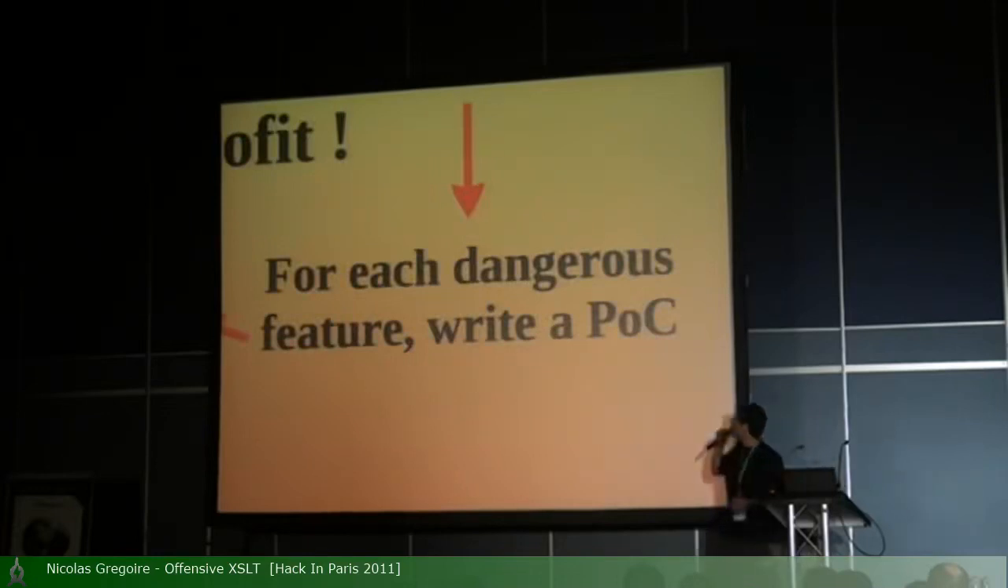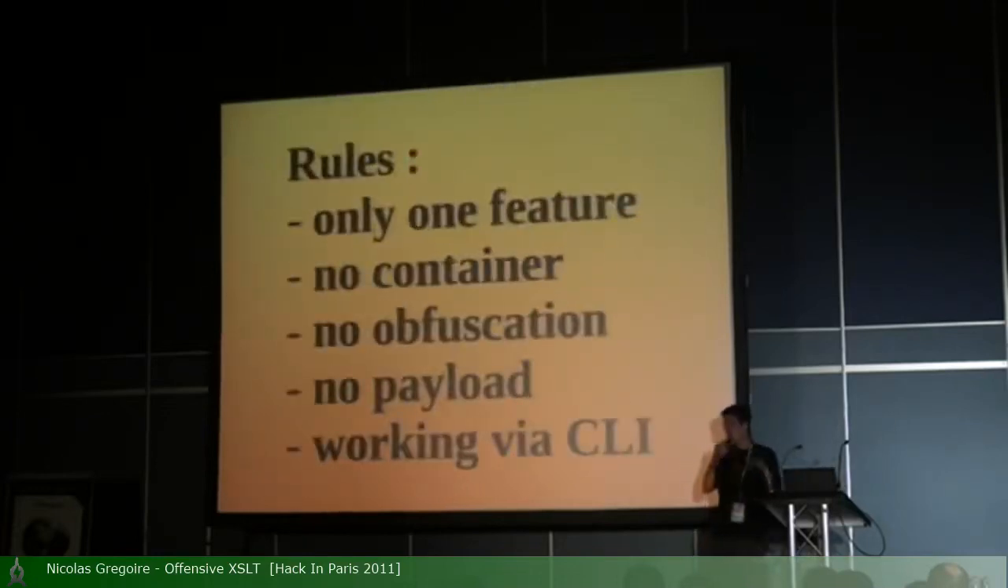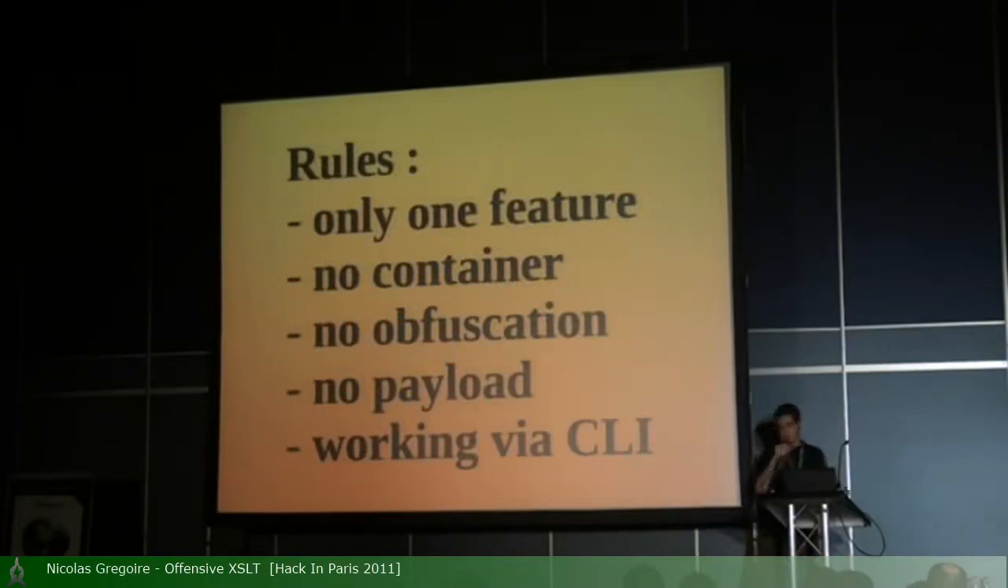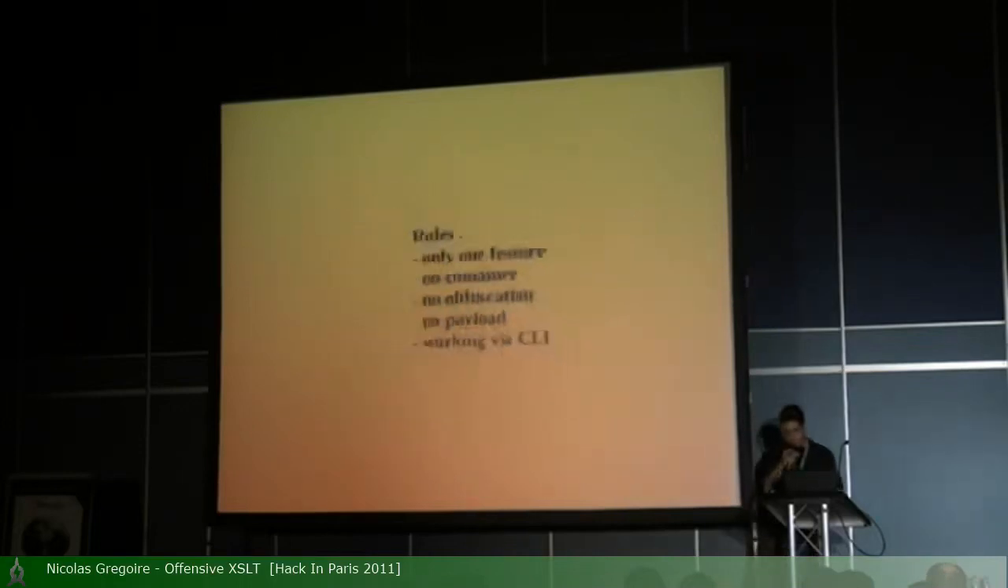So we need a POC. We have some very basic rules. Only one feature by file. No container, just a simple XML processing instruction. No obfuscation, no payload, and working in command line. We really need something easy to reproduce, so that's the proof of concept.